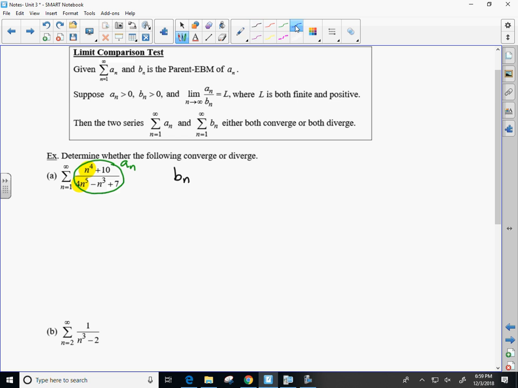Just off on the side here, we have n to the 4th over 4n to the 5th. That's 1 over 4n. That is not the parent function. The parent function is the function that you would get if you stripped away any coefficients, any transformations, any horizontal or vertical movement, stretch, skew, anything like that. So drop any coefficients, plus, and what you have then would be your parent EBM.